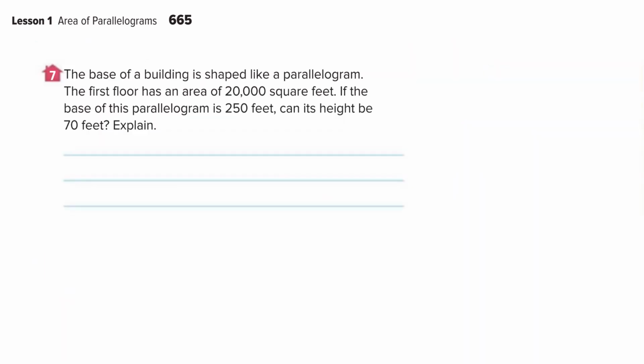Question number 7. The base of a building is shaped like a parallelogram. The first floor has an area of 20,000 square feet. If the base of this parallelogram is 250 feet, can its height be 70 feet? Explain.